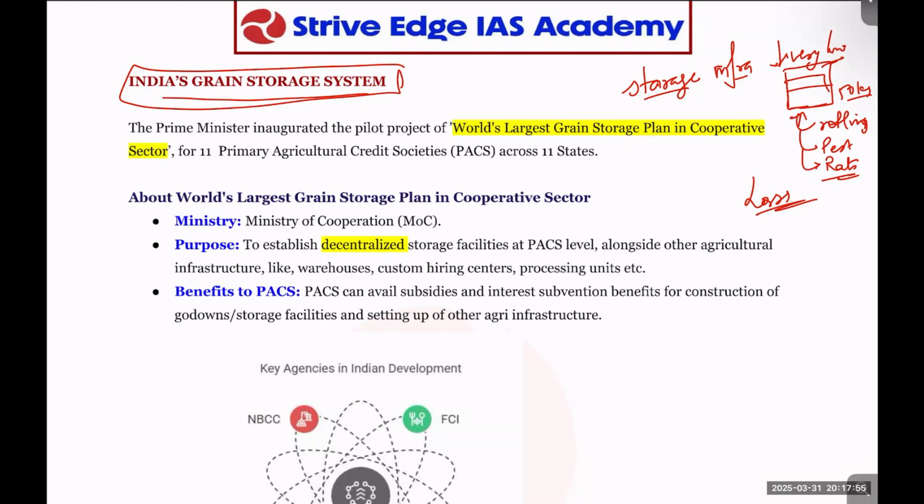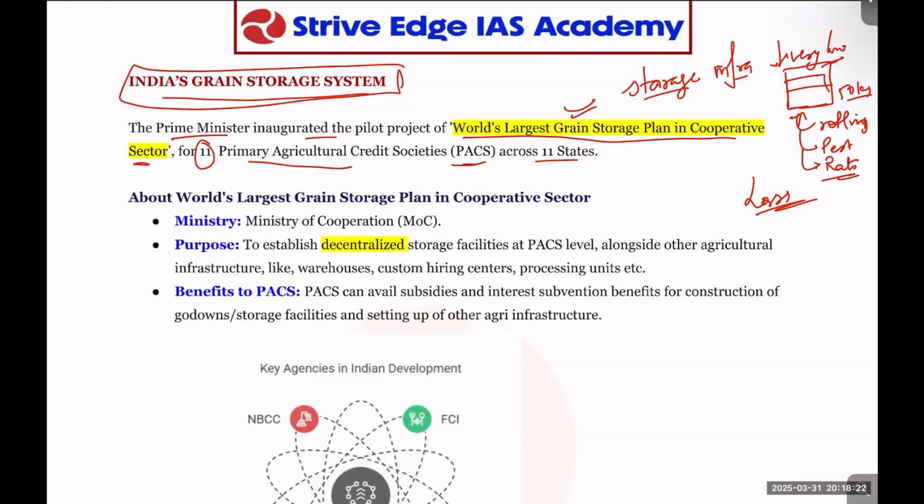And now what has happened, the Prime Minister has inaugurated the pilot project for the world's largest grain storage plan in the cooperative sector, for 11 primary agriculture cooperative societies across 11 states. So across 11 states, 11 PACs will be given some financial incentives, and they will be developing the world's largest grain storage system, right?